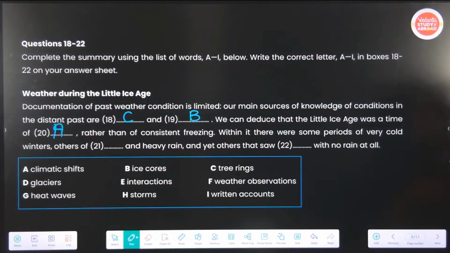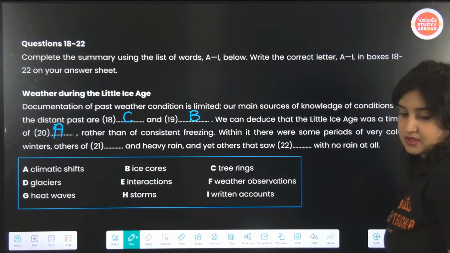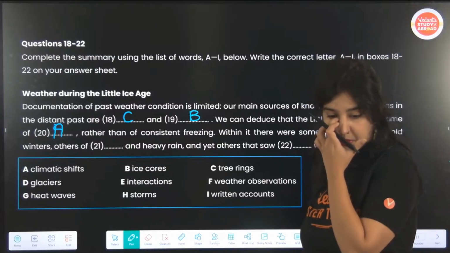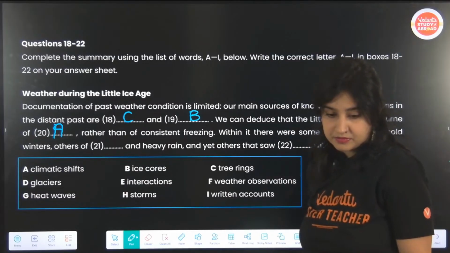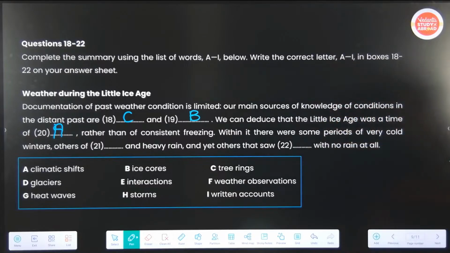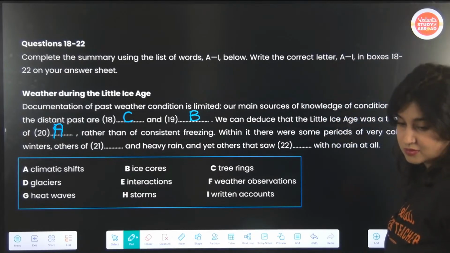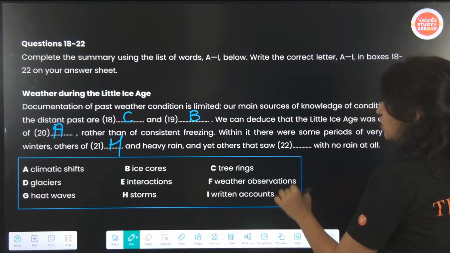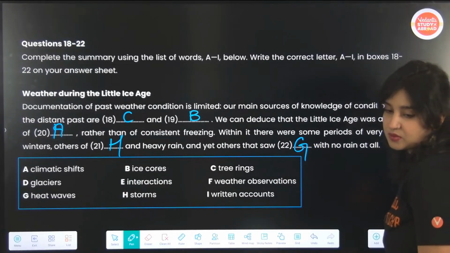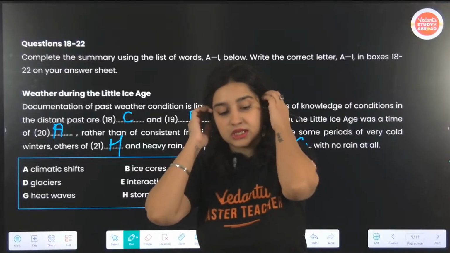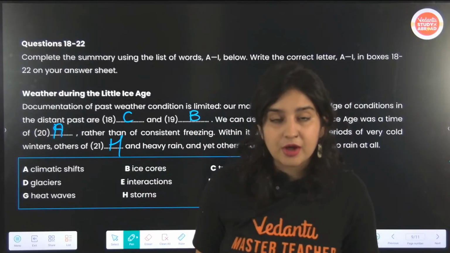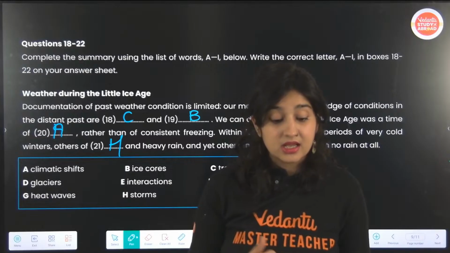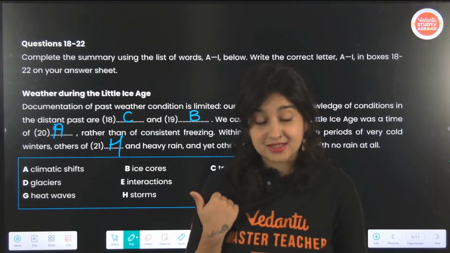Good job. Then, within it, there were some periods of very cold winters, others of blank and heavy rain. Very good. H, storms and heavy rain, and yet another that saw heat waves with no rain at all. Very good, Tanmay. Absolutely correct. This one was fairly easy. Good job, everybody else. I hope you were able to understand. And that's great. Congratulations. That's fantastic.